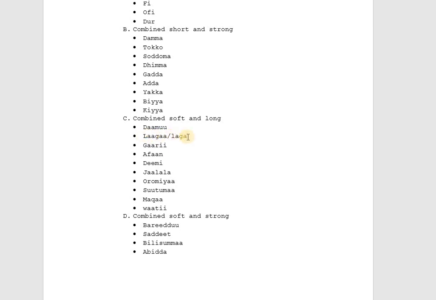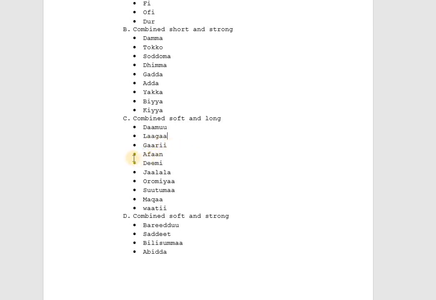In both of the words, there is no strong sound. Laga, lag, lag. We stay very, very short on it. Lag. So this is short. Laga, this is long. Both of these sounds, la and ga, are long.